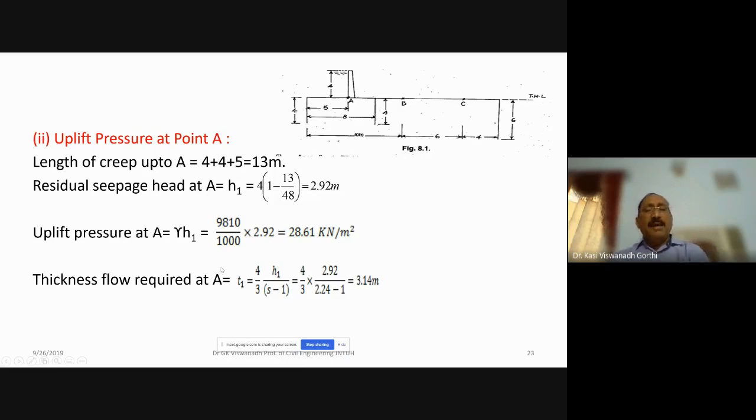So uplift pressure will be gamma H1. Gamma H1 is the uplift pressure. So gamma 9.81 kilonewton per meter cube into H1, the residual seepage head at this point, which is equal to 28.61 kilonewton per meter square. Correspondingly, the thickness required will be 4 by 3 into H1 by (S minus 1). So 4 by 3 into H1 is 2.92 divided by (S is 2.24, minus 1). So you get the thickness of the floor required at point A is 3.14 meters.